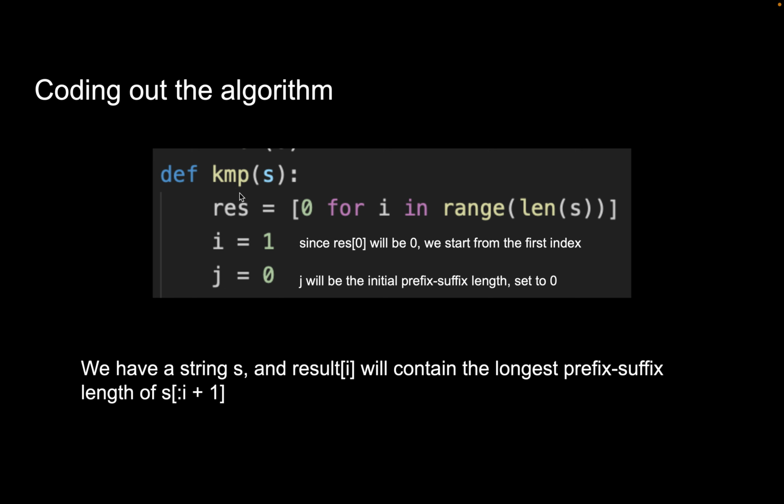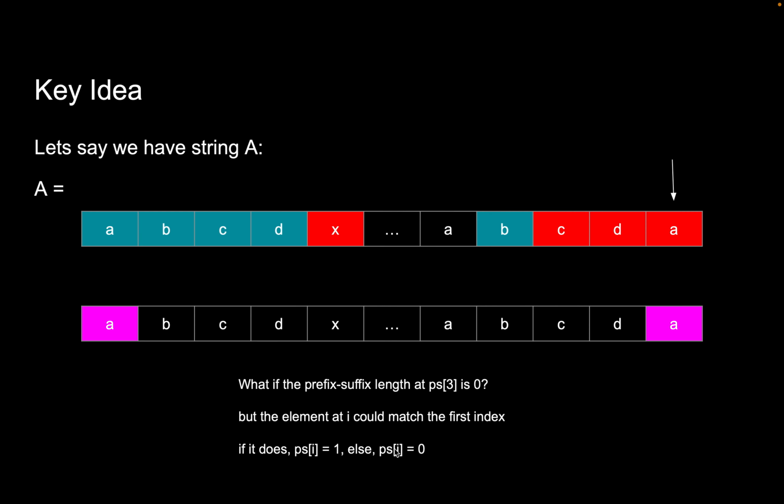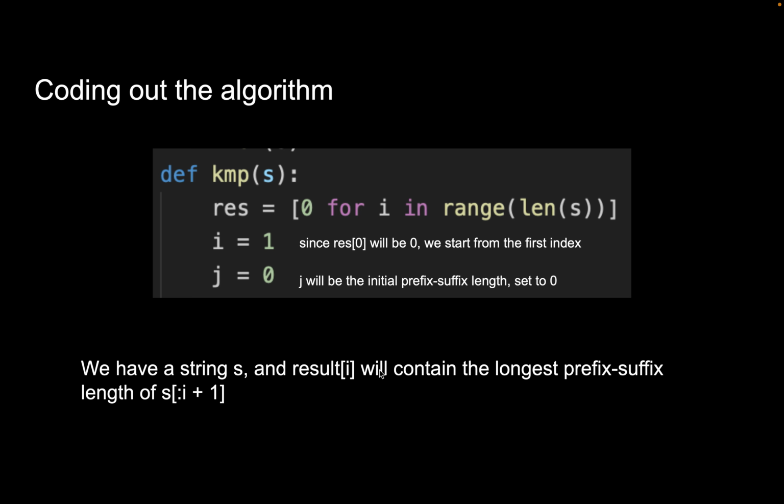So we have a string S, and the result array will contain the largest prefix suffix length until that point. Again, you can assume res to be the PS array that we have computed here. Then initially we set the I pointer to be 1, and since we know that the 0th element in the prefix suffix array will be 0, we start from the first index instead. And J will be the initial prefix suffix length, and we set it to 0, because this makes sense, right? Because a string cannot be a prefix suffix of its whole self.